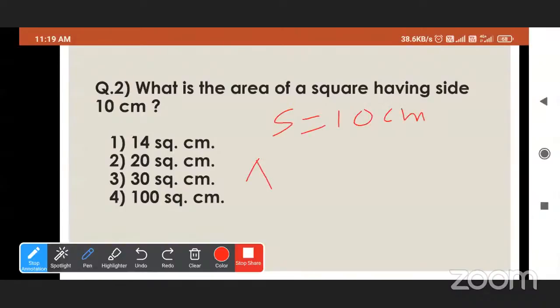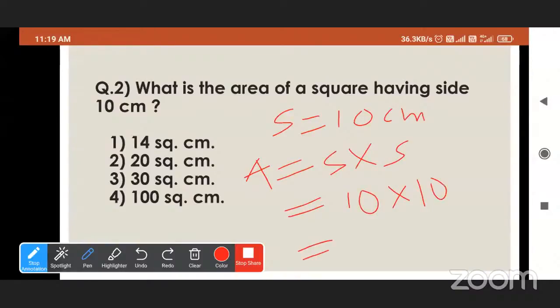The area of a square is side multiplied by side. So here the side is 10, so 10 multiplied by 10. If we multiply 10 by 10, we get 100 square centimeters. So which option is correct? Option 4 is correct, sir. Very good.